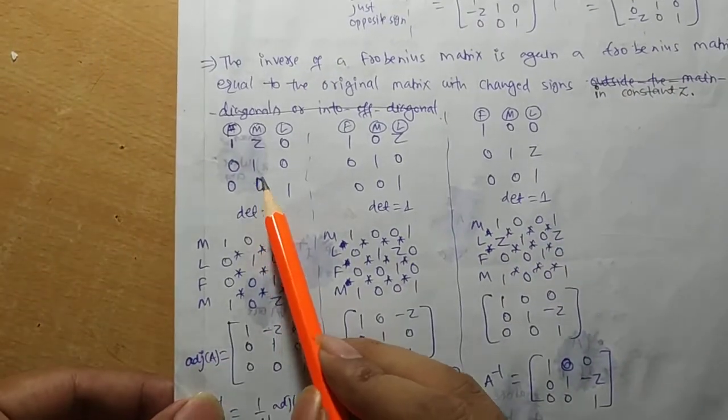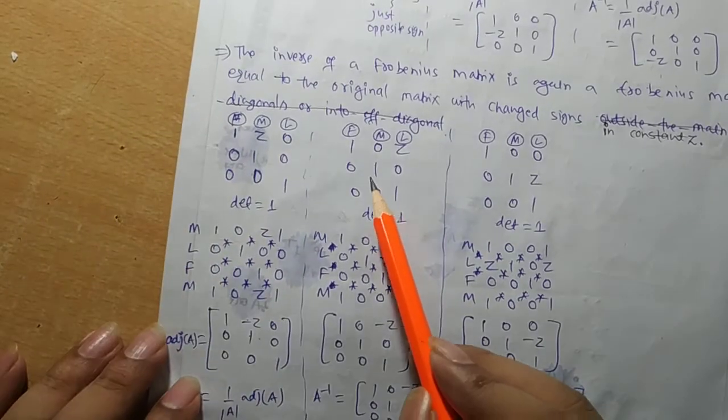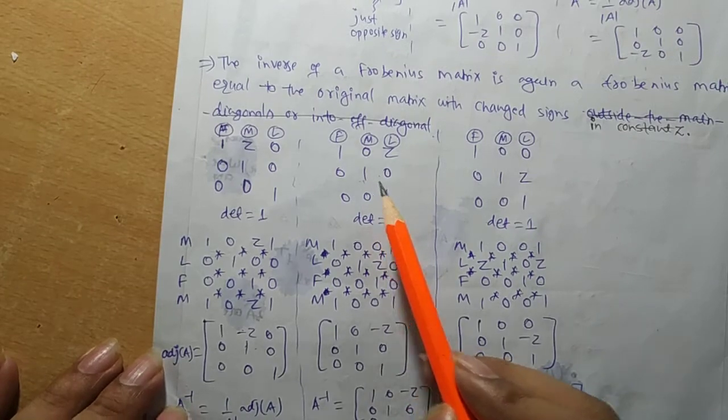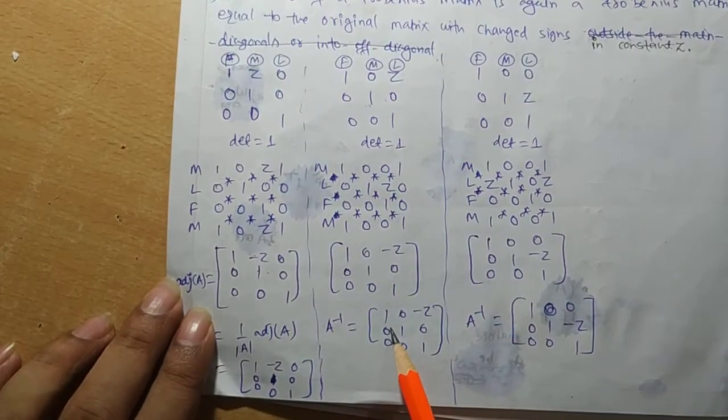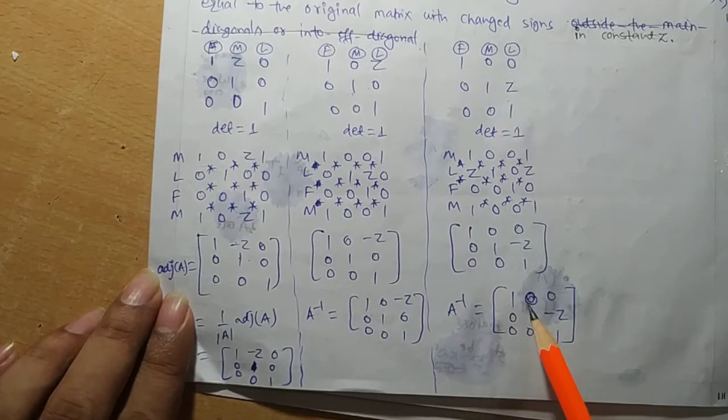Similarly, if you find the inverse of this matrix, the same matrix will come but with the sign changed to minus z. The same holds for this Frobenius matrix, and for this one.